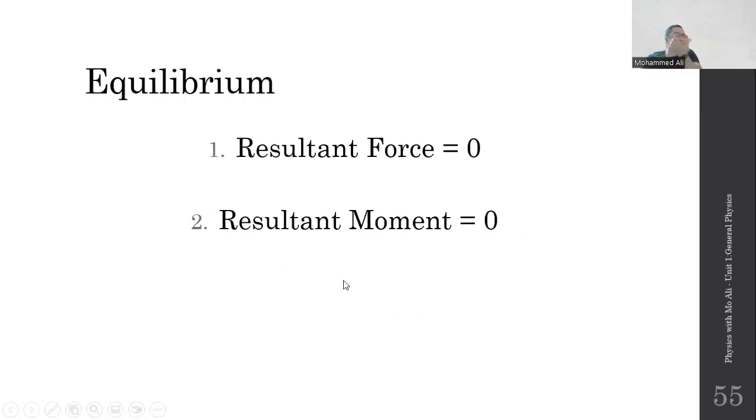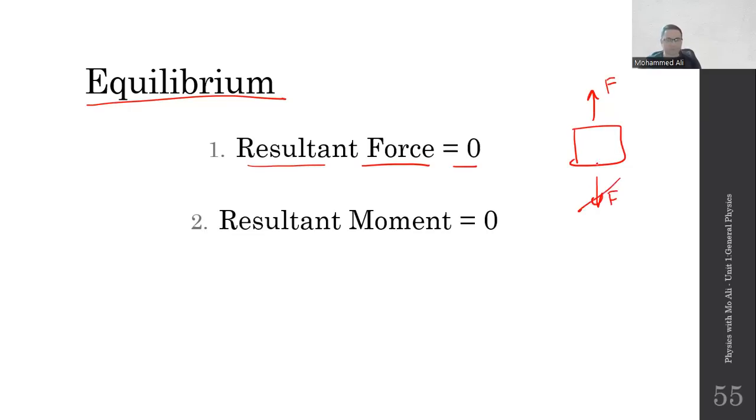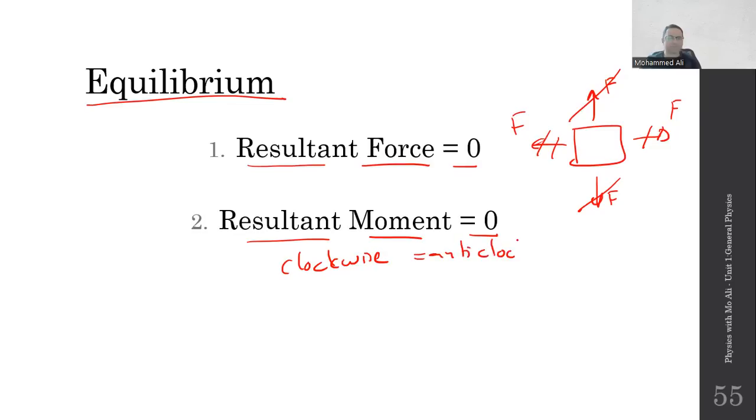Now, when an object is completely balanced, we say it's in a state of equilibrium. Equilibrium means that the resultant force is 0. This means that the upward forces and downward forces acting on the object are equal, so they cancel each other out. And forces pointing right and left are equal. But an object, in order for it to be in equilibrium, also has to have a resultant moment of 0. This means that the clockwise moment needs to be equal to the anti-clockwise moment.